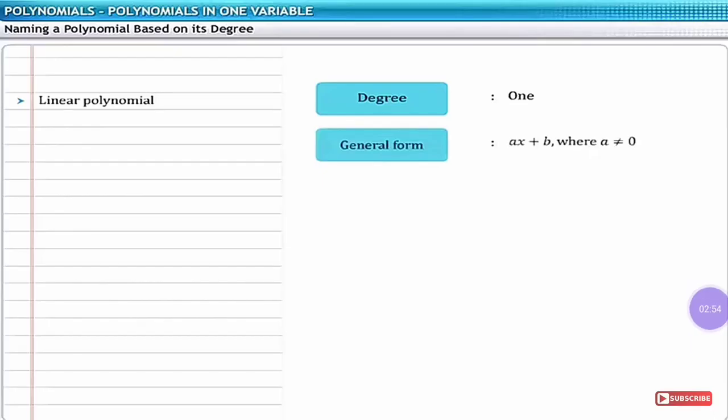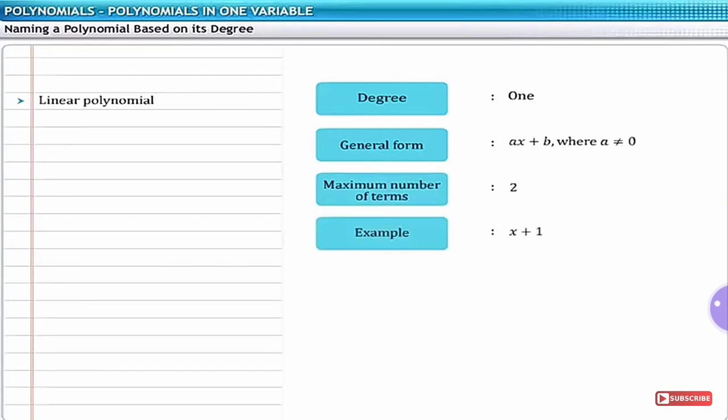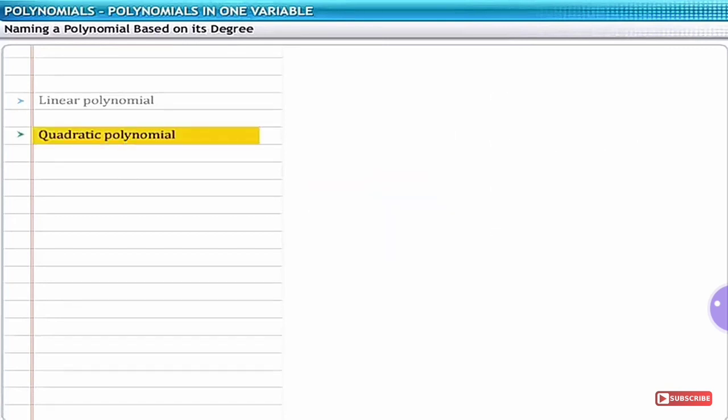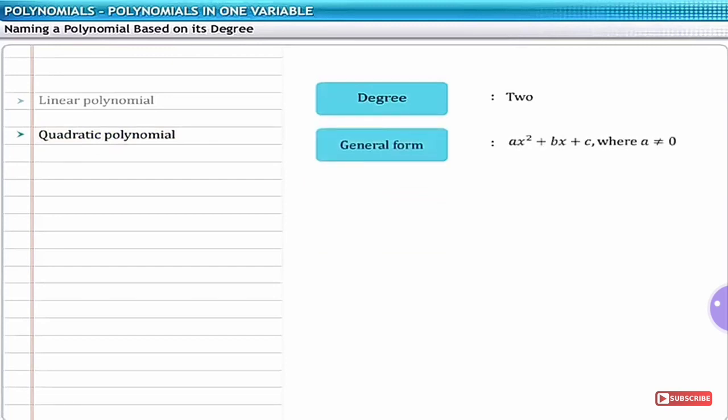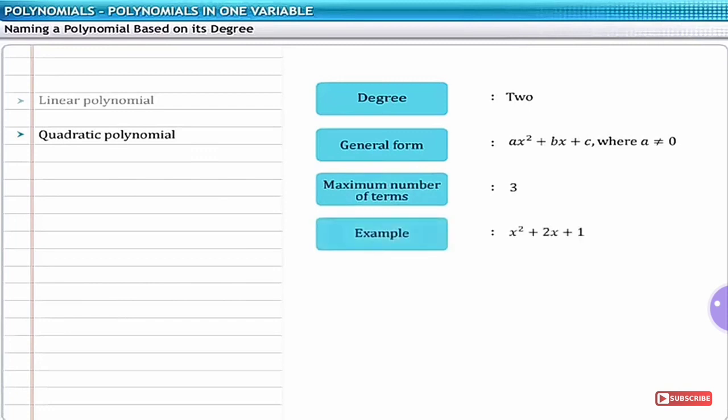The general form is ax plus b, where a is not equal to 0. The maximum number of terms is 2. For example, x plus 1 is a linear polynomial. The polynomial of degree 2 is called a second degree or quadratic polynomial. Its general form is ax squared plus bx plus c, where a is not equal to 0. It has a maximum of 3 terms. For example, x squared plus 2x plus 1 is a quadratic polynomial.